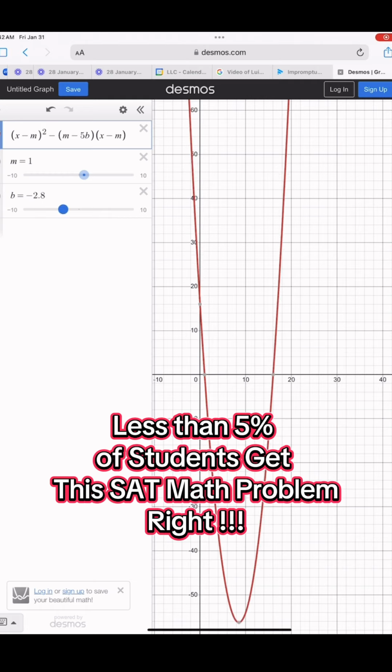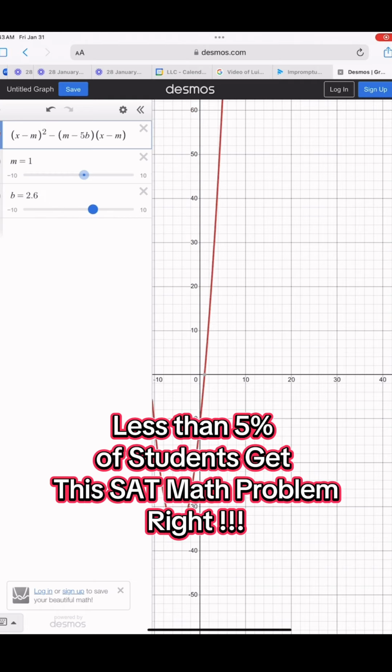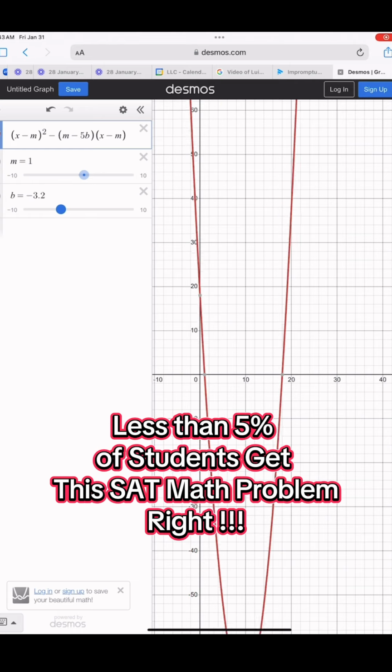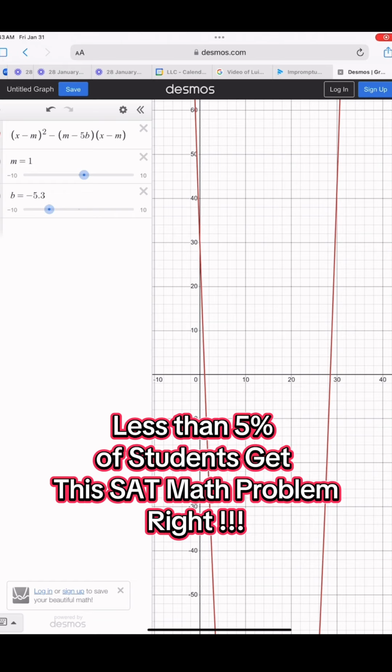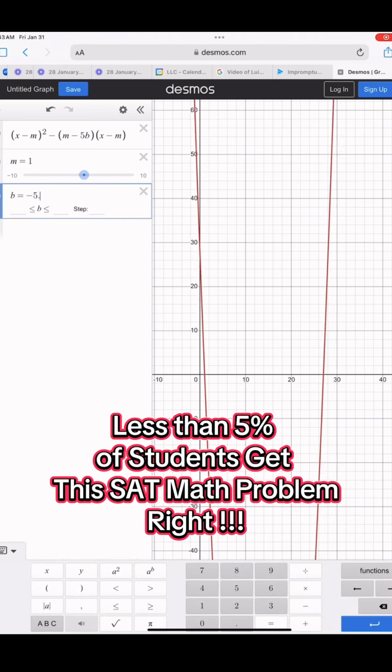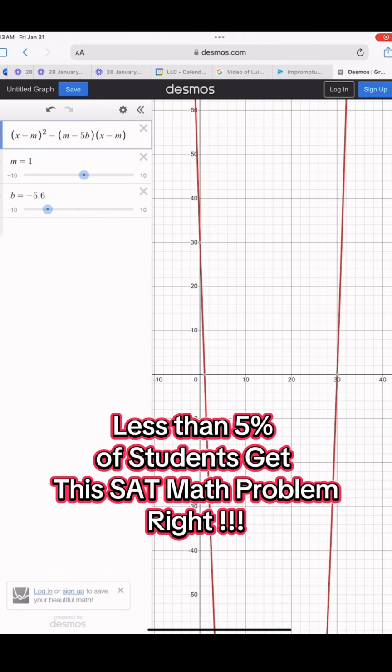So you can see when you move b, if you go positive, then you're not going to get what you want. So you really do need to keep going in this direction. And then, once you get close, you can always just type in some numbers. But there you go. You've got 30 and 1.